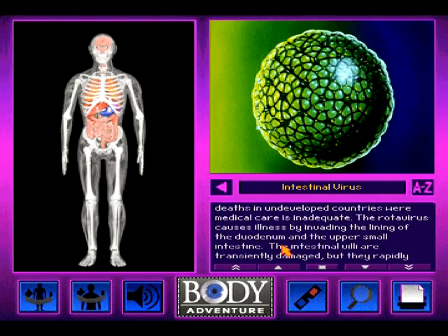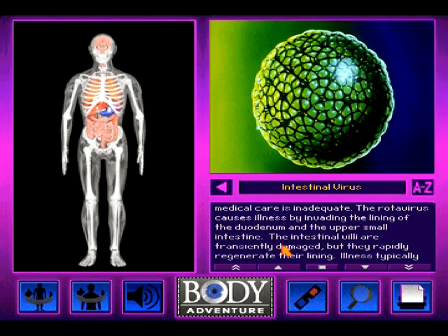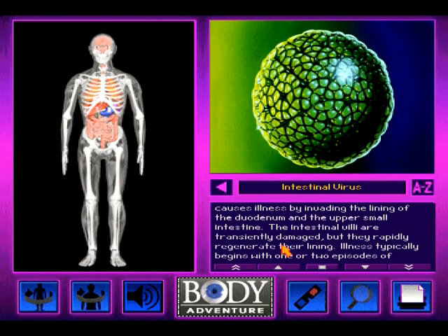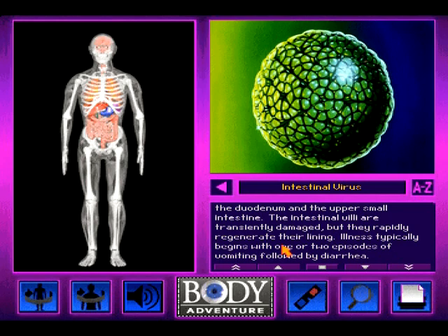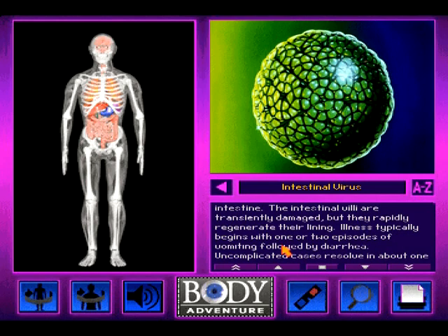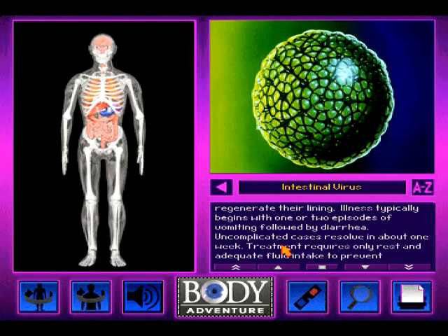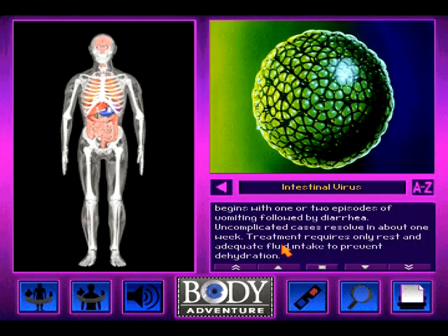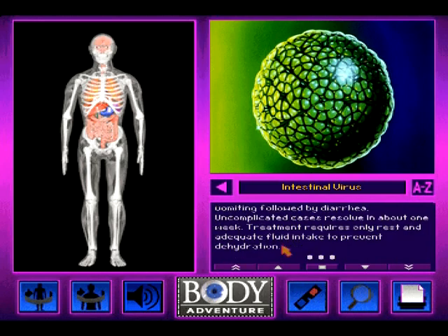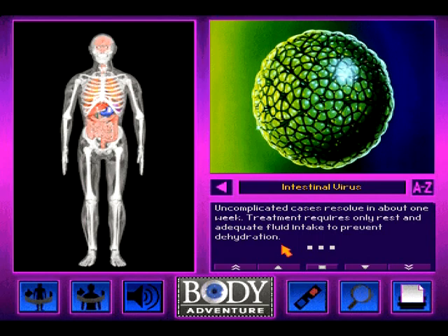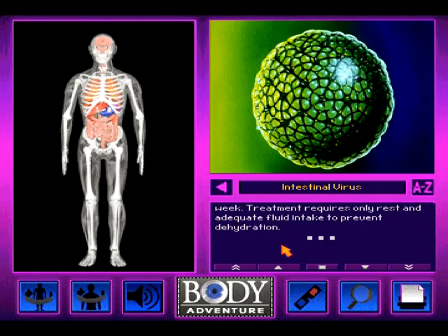The rotavirus causes illness by invading the lining of the duodenum and the upper small intestine. The intestinal villi are transiently damaged, but they rapidly regenerate their lining. Illness typically begins with 1 or 2 episodes of vomiting followed by diarrhea. Uncomplicated cases resolve in about 1 week. Treatment requires only rest and adequate fluid intake to prevent dehydration.